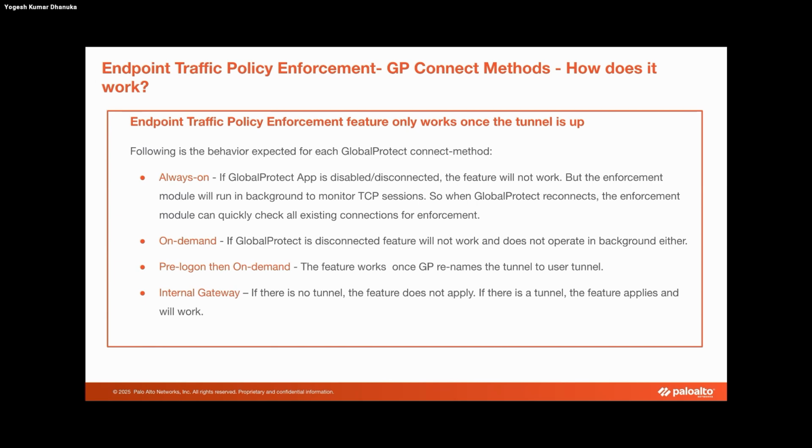Now, there is a way where you can change that. If you have a Palo Alto firewall in your corporate network as your edge firewall, you can configure an internal gateway there to have a tunnel. So what that will do is, even when internal host detection is enabled and the GP detects that it is internal, you can still configure the GP to establish a tunnel to that gateway. But the requirement for the endpoint traffic policy enforcement feature is that there should be a tunnel.